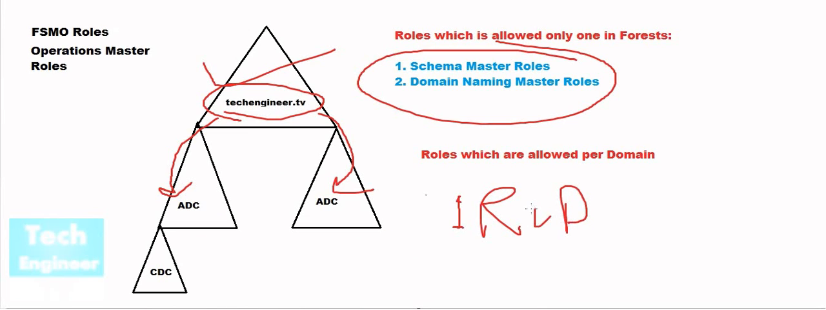But if the RID gets corrupted in the network, then whenever our domain tries to create a group or user, we will get an error regarding RID, that no RID is left and no group or user is allowed to be created. So that's the reason RID is very important, because it is based on groups and users.